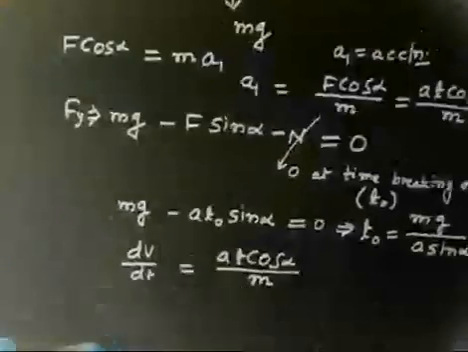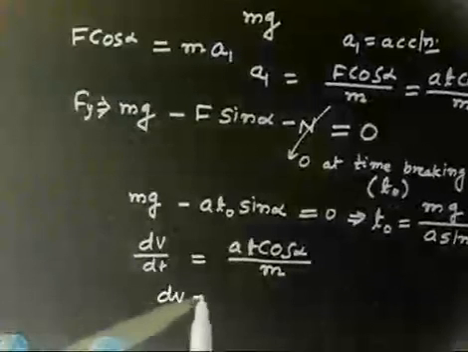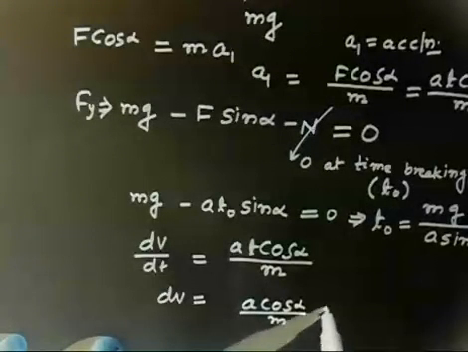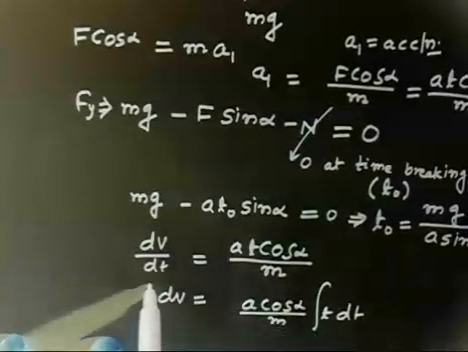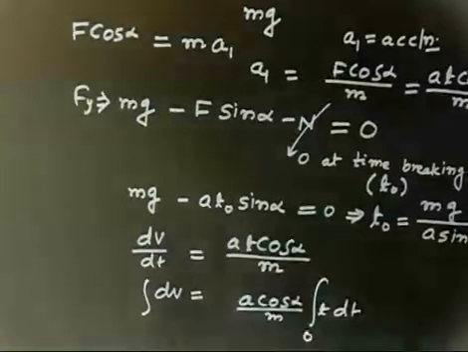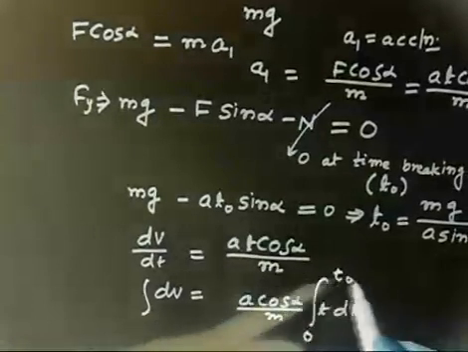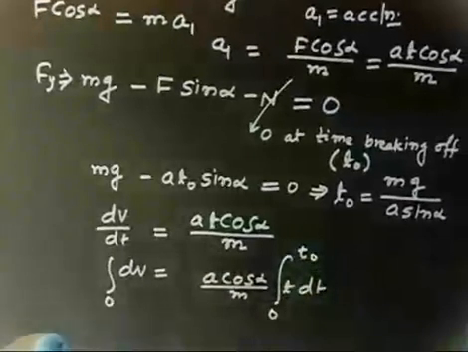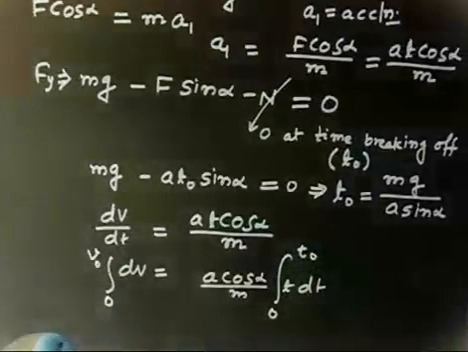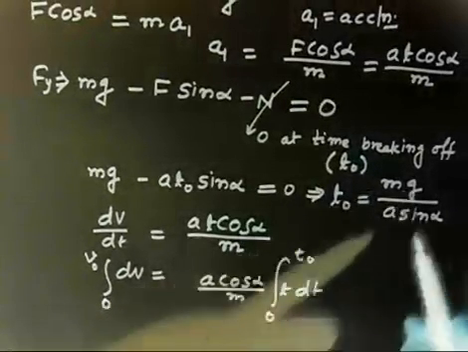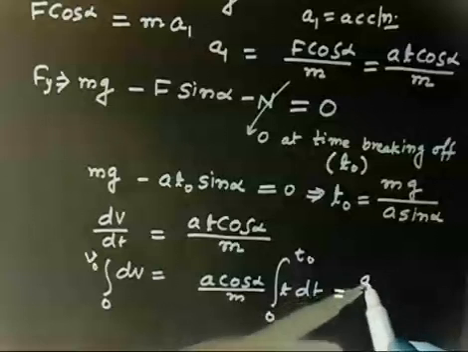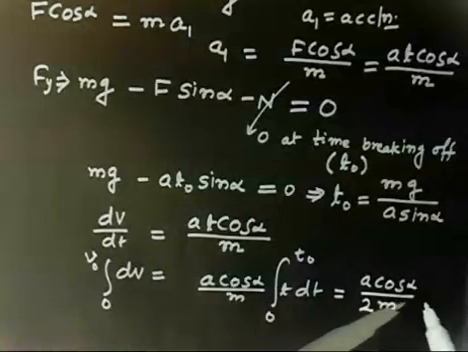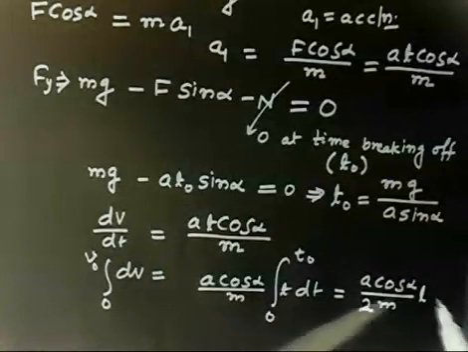So now if I integrate this one, so this is dv equals a cos alpha by m, because cos alpha is constant, t dt. I have to integrate, and this t goes from 0 to t naught, and t naught, you know what is the value of t naught here, mg by a sine alpha, and initial velocity is 0, and let us say that this time velocity is v naught. What is the value of t naught? That is mg by a sine alpha.